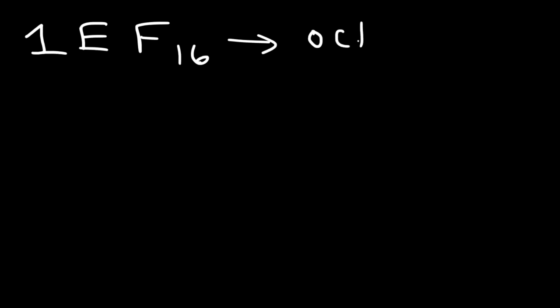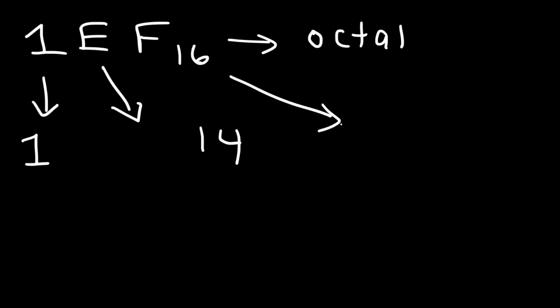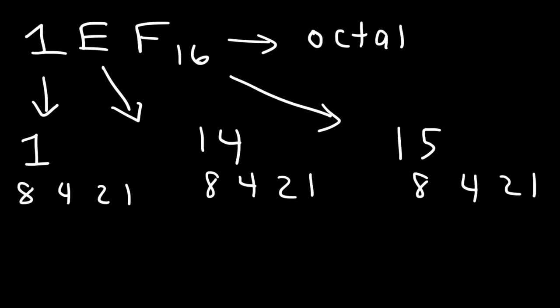Now let's try this example. 1EF. Let's convert that from the hexadecimal system to an octal number. Now we need to change the letter E into its decimal equivalent. So E corresponds to 14, F corresponds to 15. So now let's change these numbers into their binary equivalents. So let's use 8421. So here all we need is a 1, and so everything else we're going to replace it with a 0.